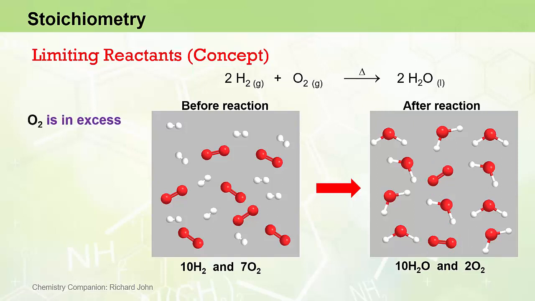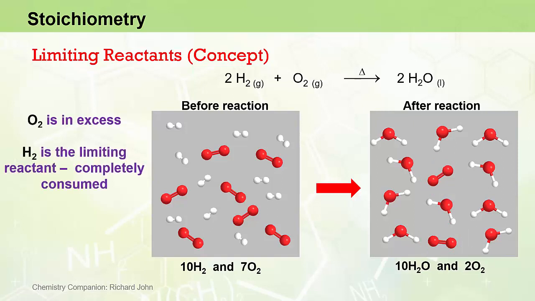In this case, oxygen is said to be present in excess, and hydrogen is said to be the limiting reactant. It is the reactant that is completely consumed. Once the hydrogen runs out, the reaction cannot continue because there is no more fuel for this combustion reaction, and any excess oxygen just remains unreacted.